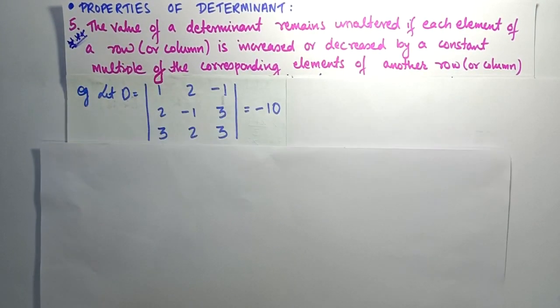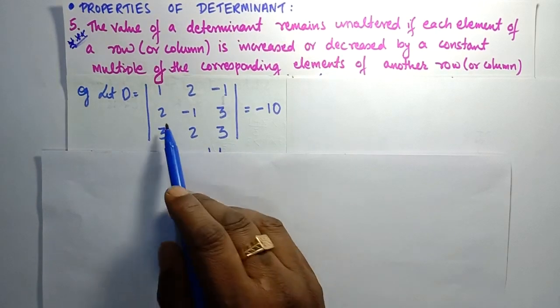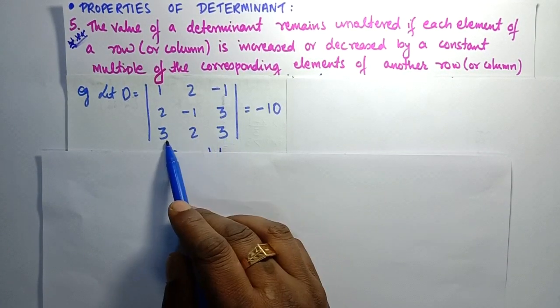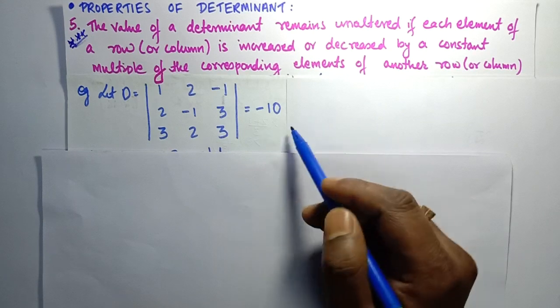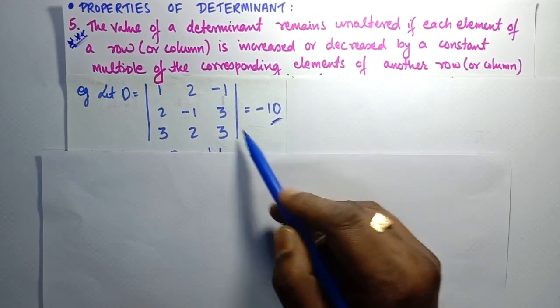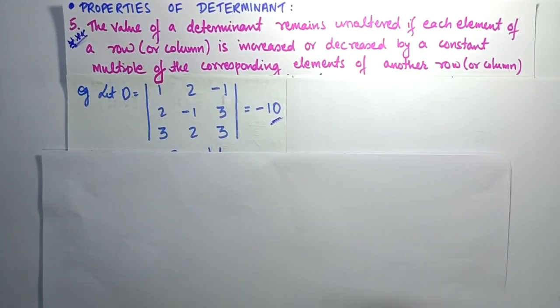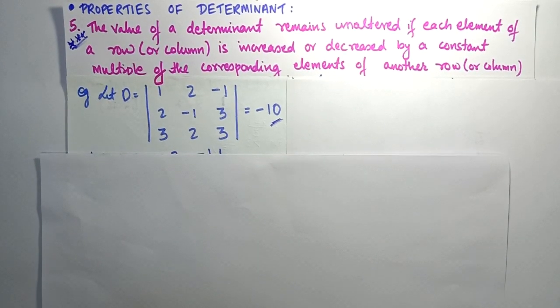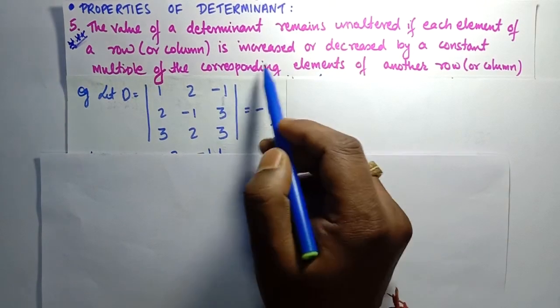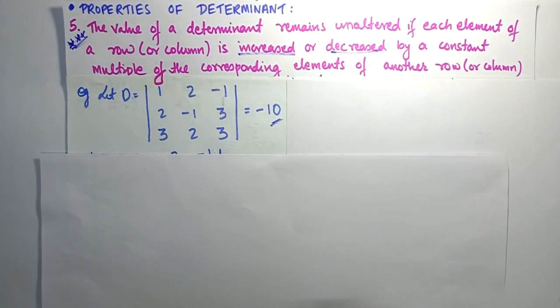So let D be equal to, I have taken, 1 2 minus 1, 2 minus 1 3, 3 2 3. So what I have got is minus 10. You can expand yourself and see, or you can see my previous video, I have got this minus 10. So now by this property, if you increase or decrease by multiplying or by adding, the value will not change.